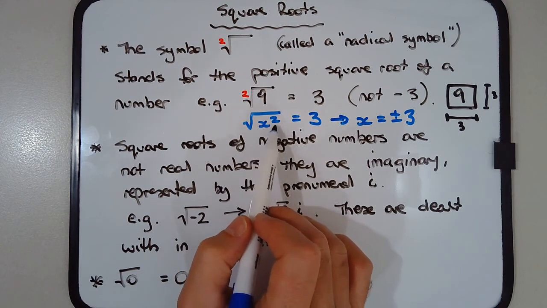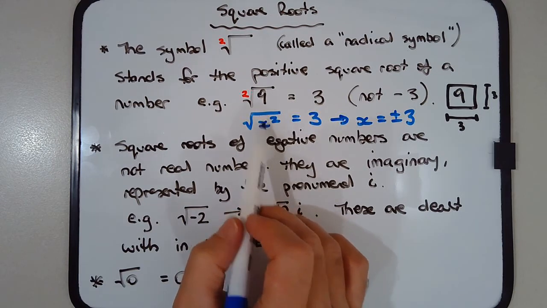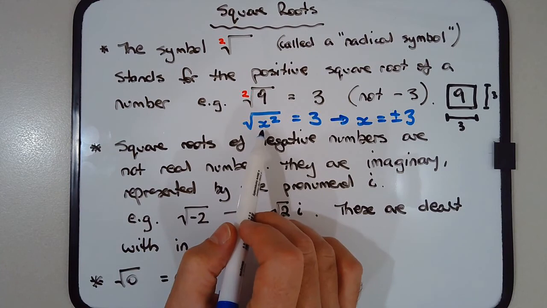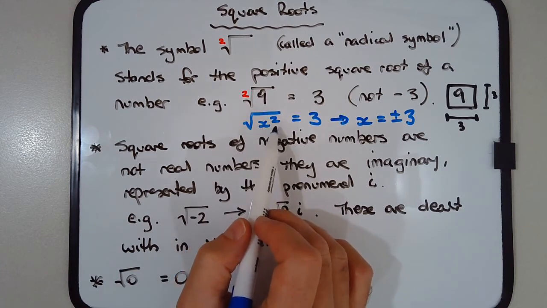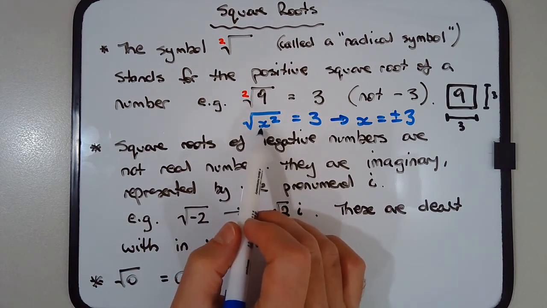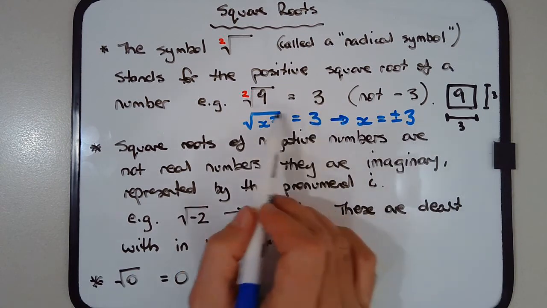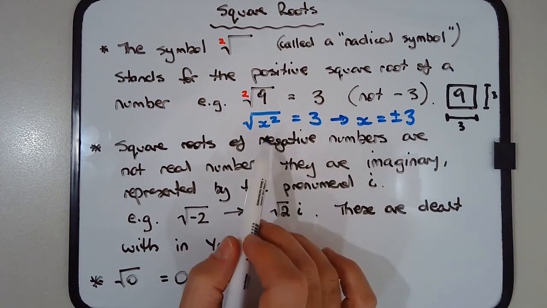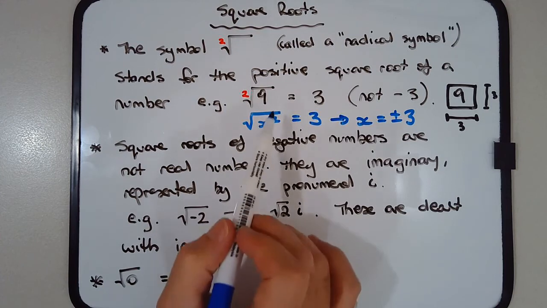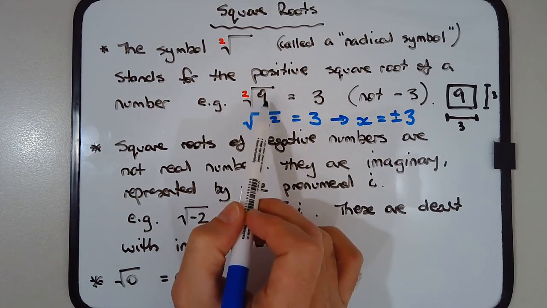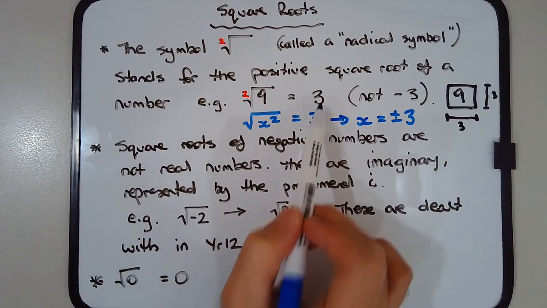negative 3 all squared gives you 9. Square root of 9 gives you 3. If x is negative 3, all squared is also positive 9. So it doesn't matter what x is, whether it's plus or minus 3. So in this example here in blue, x has 2 solutions. But if it's known that the number is in fact positive, like 9, it is the positive square root.